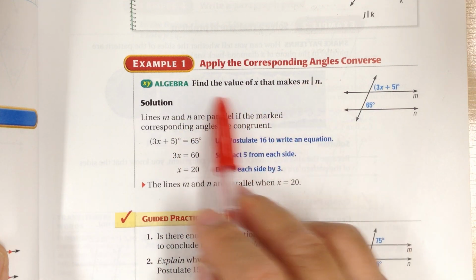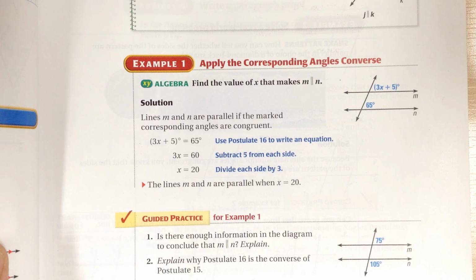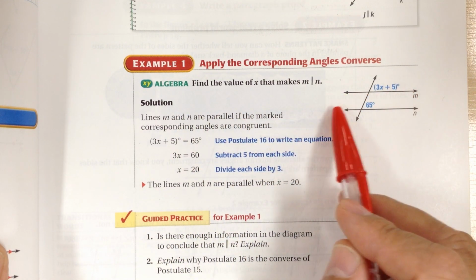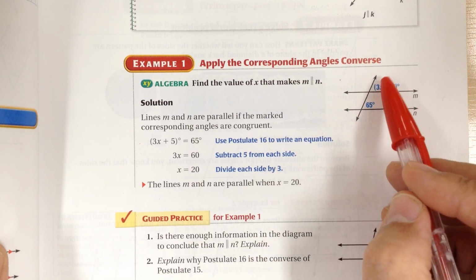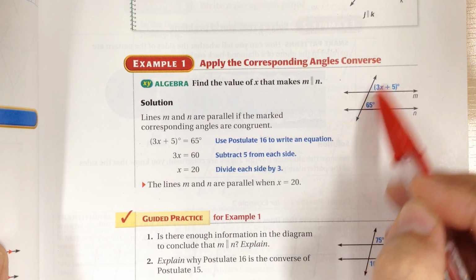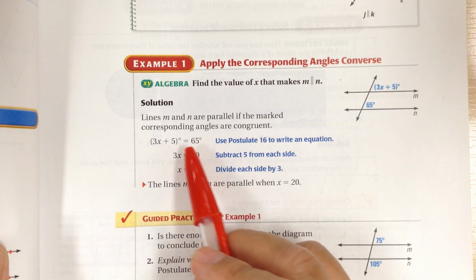Okay, so now let's apply it in a calculation for algebra. Find the value of x when m and n are parallel lines. Well, if the two lines are parallel, that means the corresponding angles are congruent. So if they are congruent, you set them equal to each other. And then after, it's just a matter of using algebra to solve.